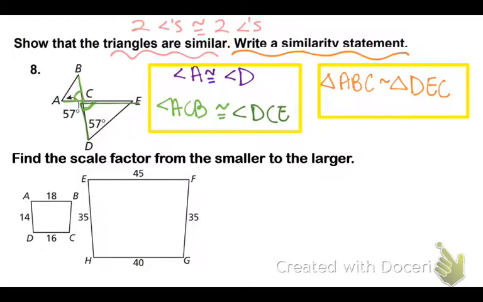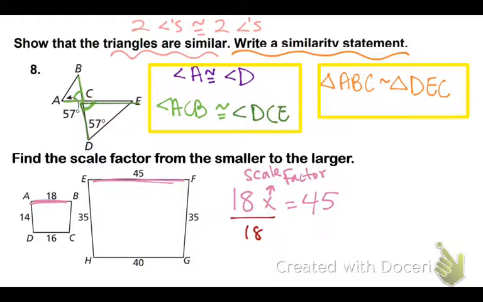The next, find the scale factor from the larger to the smaller. Smaller to larger? It's fine. It's Monday. So sorry. Forgive me. Pick a side off of the first figure. Sure. So 18, we're finding the scale factor, times the scale factor, which we'll call x, will give me what side length? 45. Good. Divide by 18.